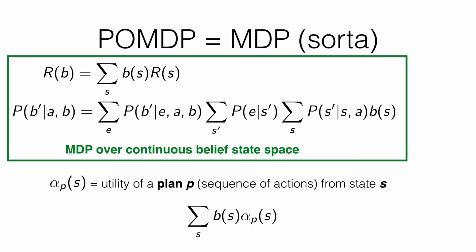Okay, and that's good, but now we can go even further because we can say, if you think about what the utility values are in MDPs, or rather in the value iteration algorithm or policy iteration.